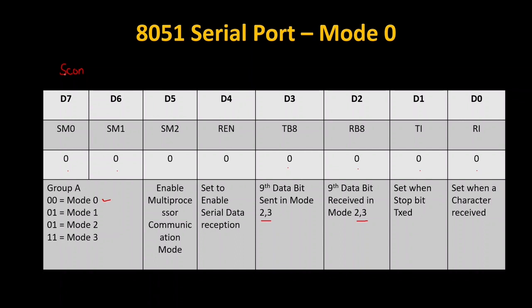So what is the value in terms of all over? We can say it is going to be 00H, right? Or if you say it in terms of binary, it is 00000000B. I can give it in this fashion also. So the SCON register should hold the value of 00H or 00000000B. So this is with respect to the SCON register.